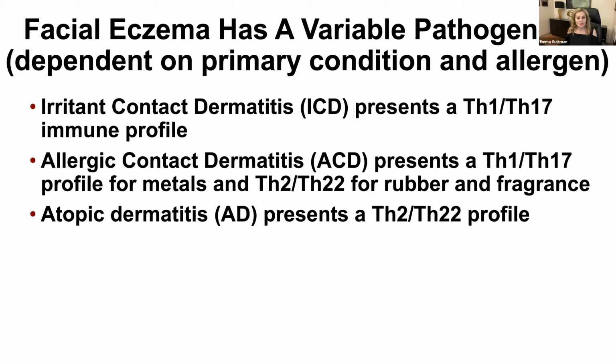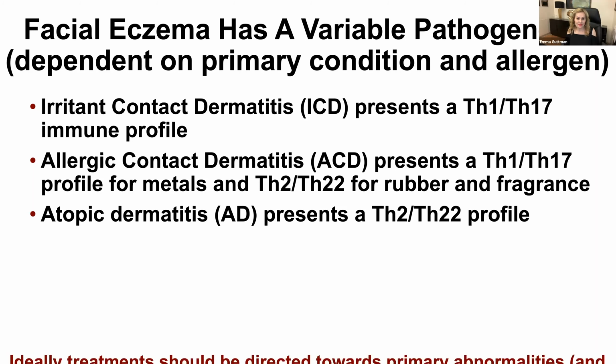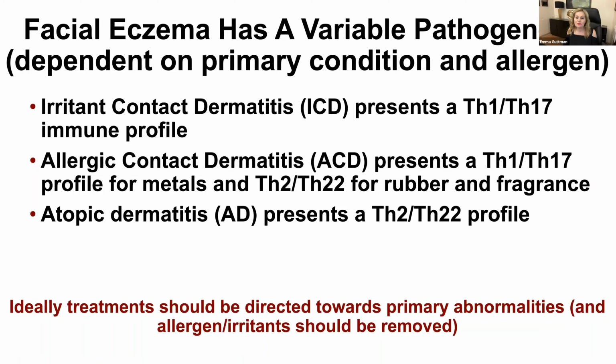And this is why patients with atopic dermatitis have more fragrance allergy, because atopic dermatitis is a Th2 and Th22 driven disease. And we know that atopic dermatitis, while it has a Th2, Th22 profile, does have some differences depending on the phenotype. For example, children differ from others. So we need to keep all of this in mind. Ideally, treatment should be directed towards primary abnormalities. And of course, we need to identify either the irritant or the allergen so that we really can treat it very well.